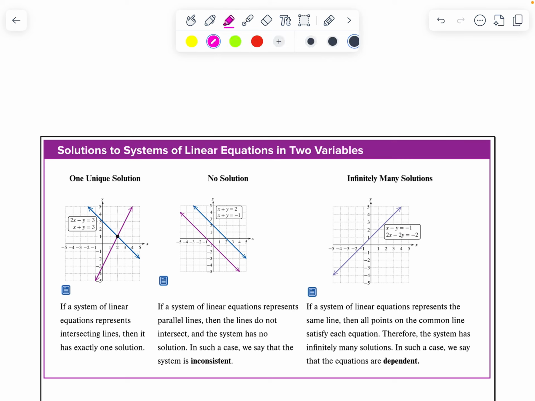There are some vocabulary words that you should note here. If two lines never intersect, then we call that system inconsistent. If two lines always intersect, we call that system dependent, right? We call one line dependent on the other. Take a second and read through these.